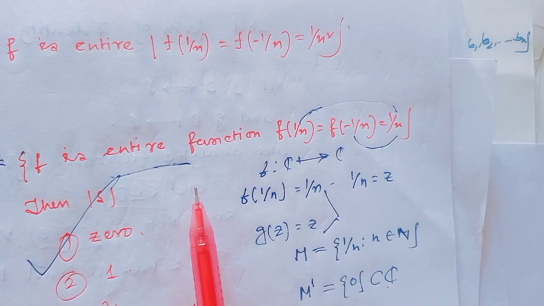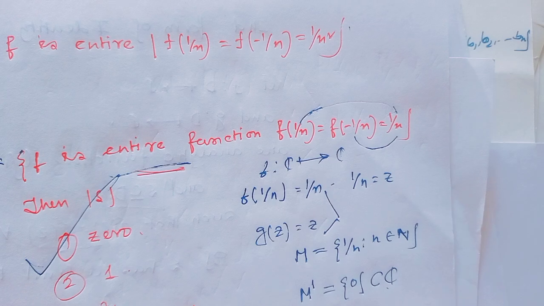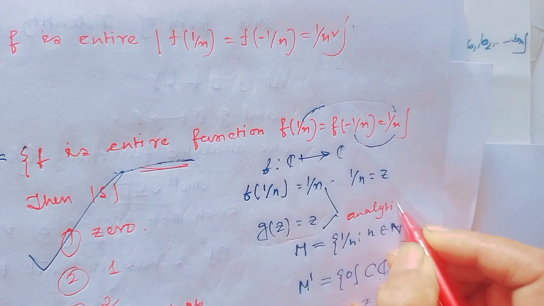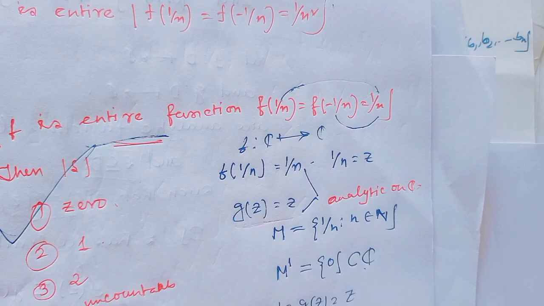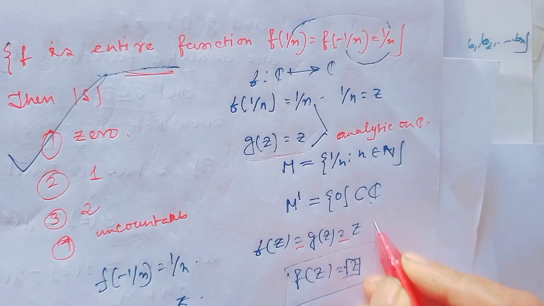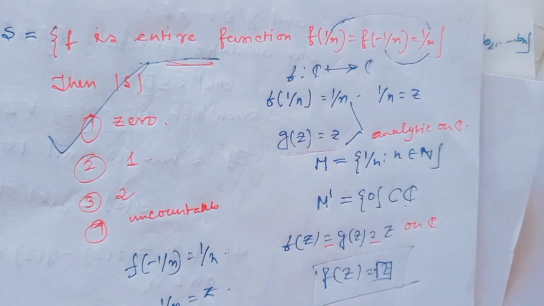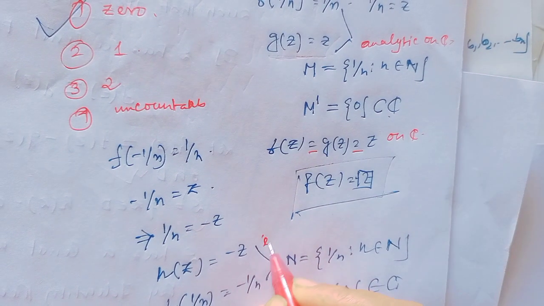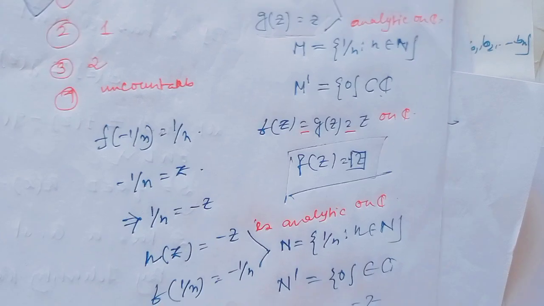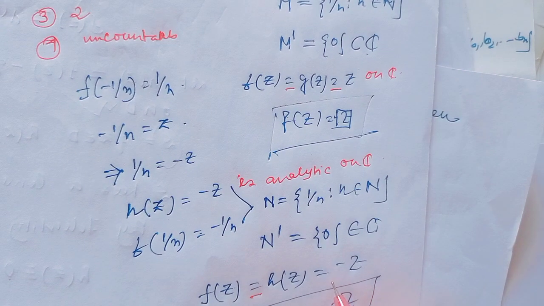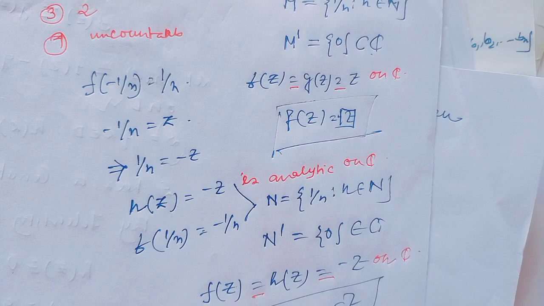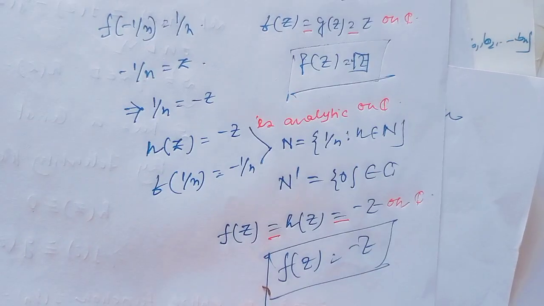This should also be included here. Given f is an entire function and g(z) equals z, this is also analytic on the whole complex plane. So f(z) is identically equal to g(z) on the whole complex plane. Similarly, h(z) is analytic on the whole complex plane, and f(z) is identically equal to h(z), which is identically equal to minus z on the whole complex plane. So f(z) equals minus z.